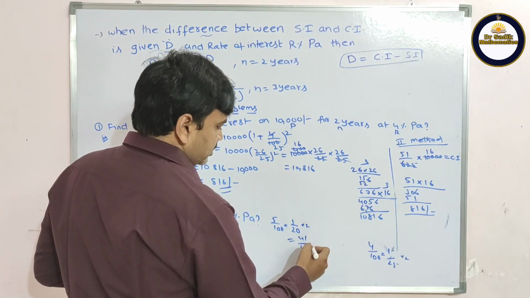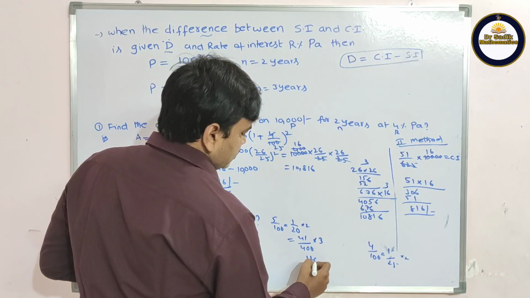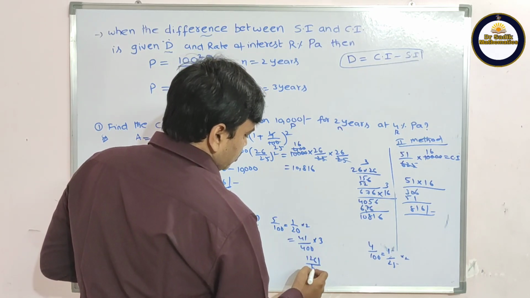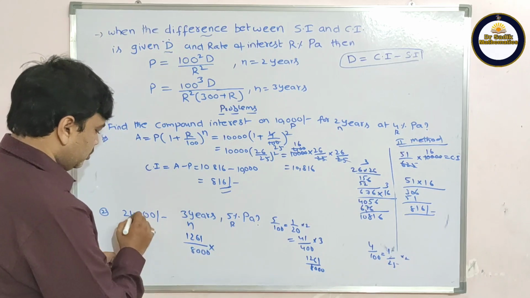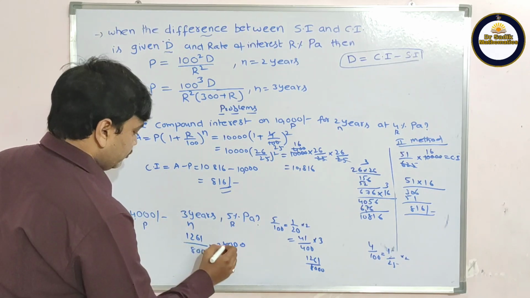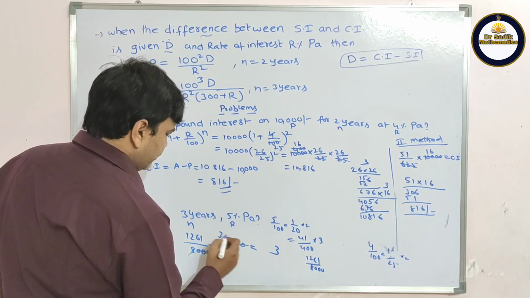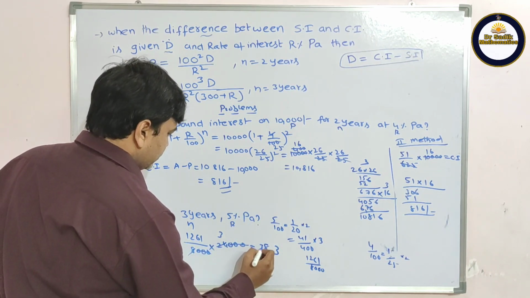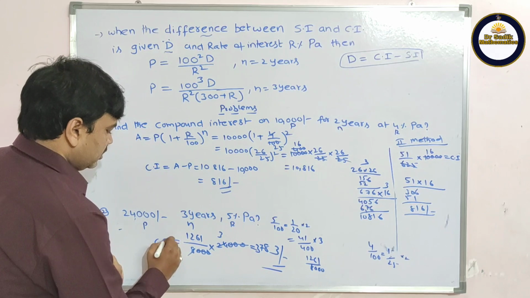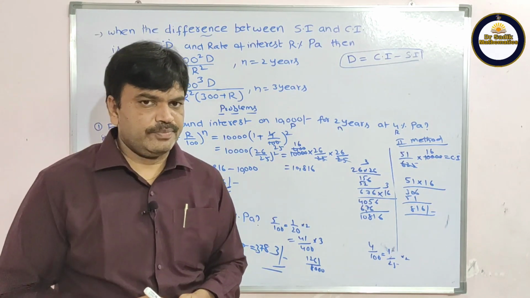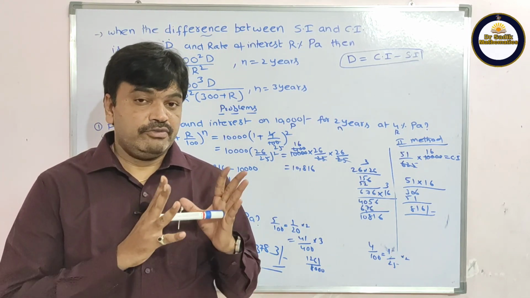For 3 years, friends, into 3, 1200 plus 40 plus 1. That means we get 1261 by 20 cube. 20 cube means 8000. Okay friends, that means here 1261 by 8000 into 24,000. So 24,000 and 8000 cancel, 3 times. So simply multiply, friends. We get the compound interest 3783. If you remember this table, we can solve the problem in less than 30 or 45 seconds, friends.